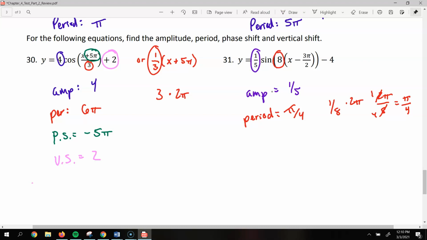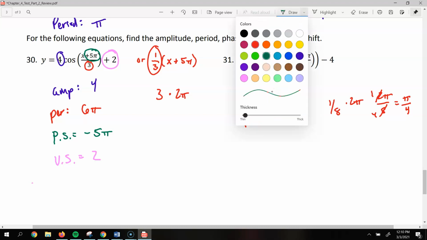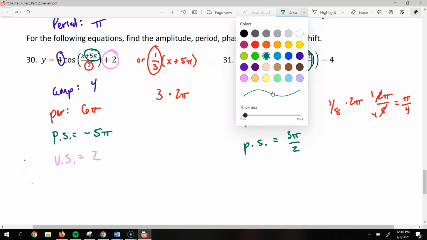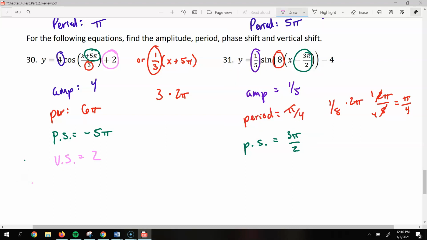Okay, let's find the phase shift. The phase shift, remember, is referring to the horizontal shift, or what's happening horizontally. We get that from this value. Now remember, anything that happens with the x, we do the opposite. So the opposite would be to the right 3 pi over 2 radians. We can just say positive 3 pi over 2. And the vertical shift is that -4, meaning it's going to go down 4 units. So that's how you'd find the amplitude, the period, the phase shift, and the vertical shift.